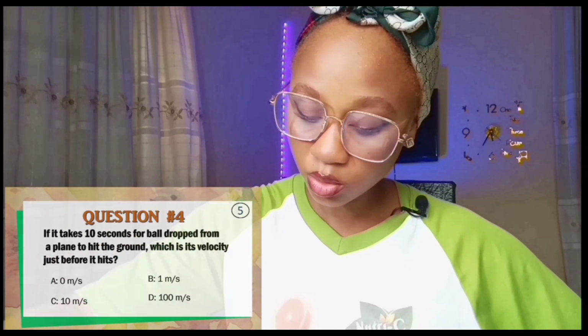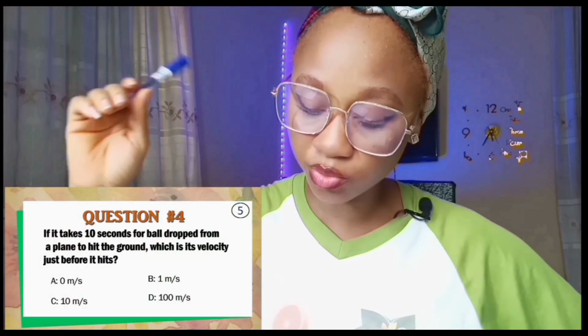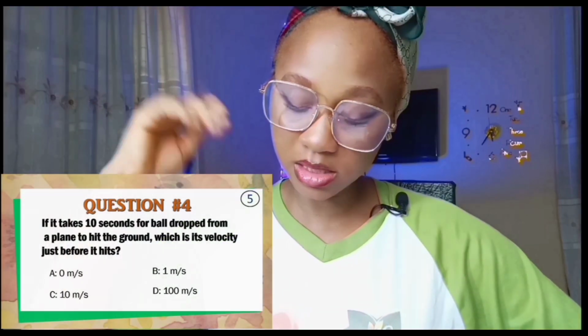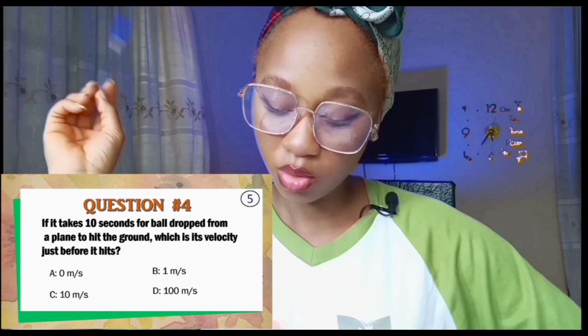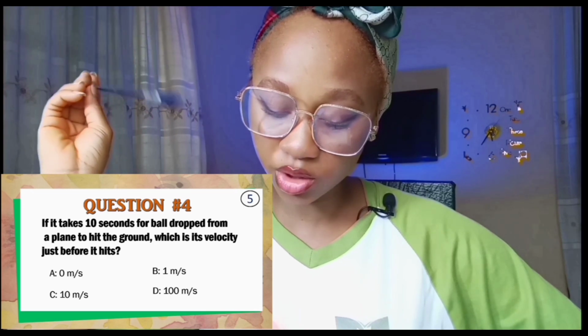And then they say, what is the velocity just before it hits the ground? Hey people, I'm trying to remember. This thing is physics. How can I remember this thing? Hey, Jesus. My brain is becoming old. God forbid. Wait, how is it 100? It takes 10 seconds for a ball dropped from a plane to hit the ground. Which is its velocity just before it hits? I know that just before it hits the ground, it's at its highest velocity.